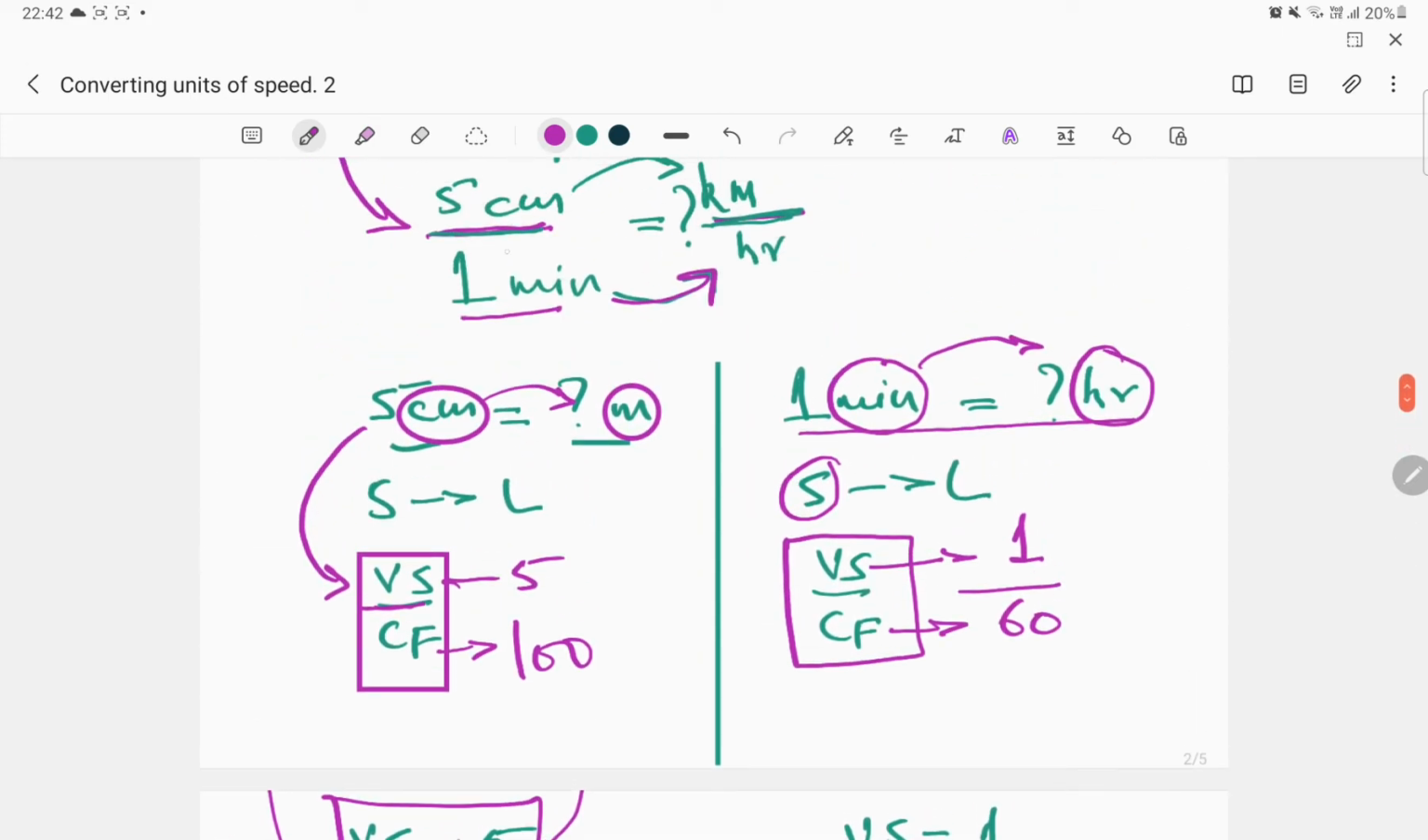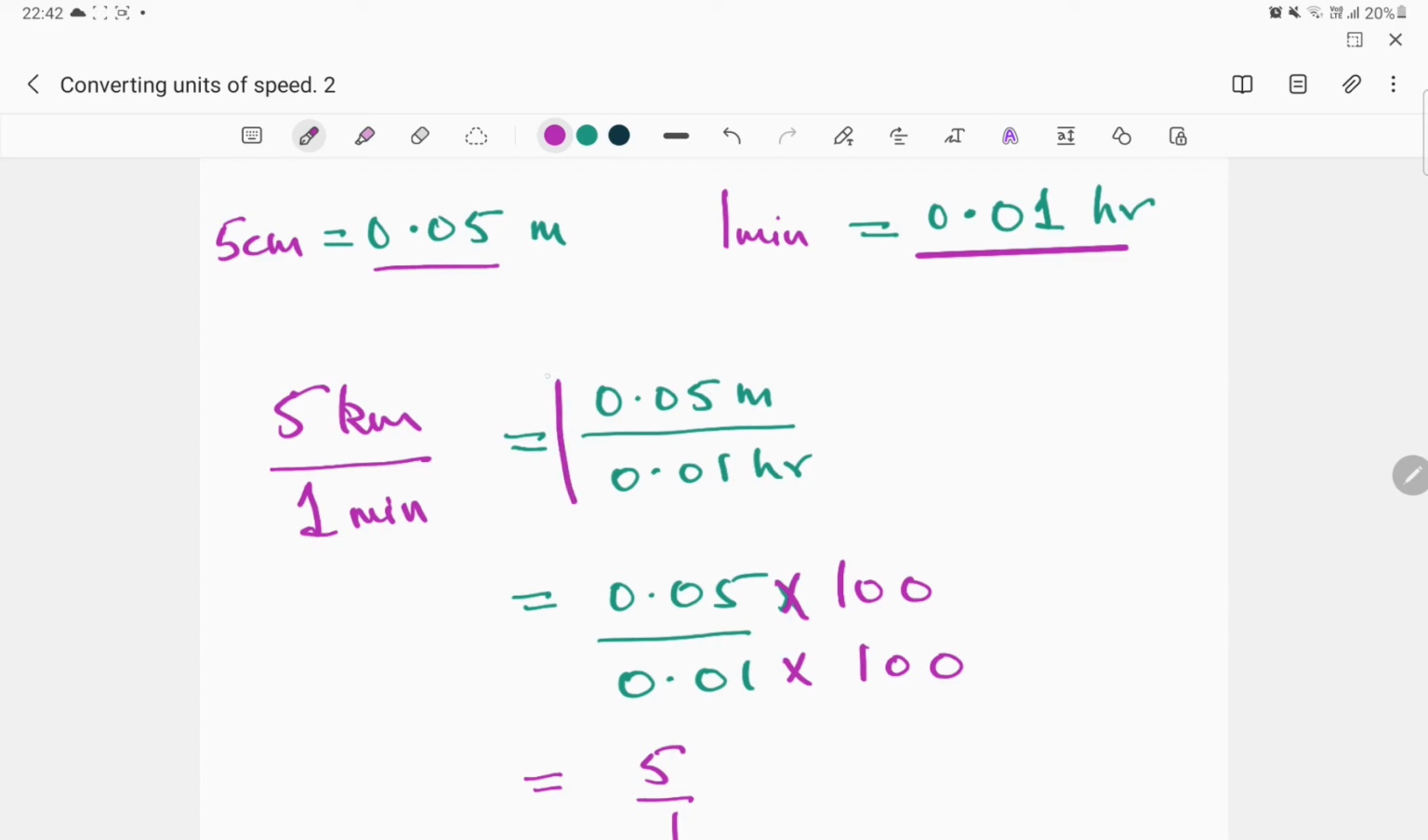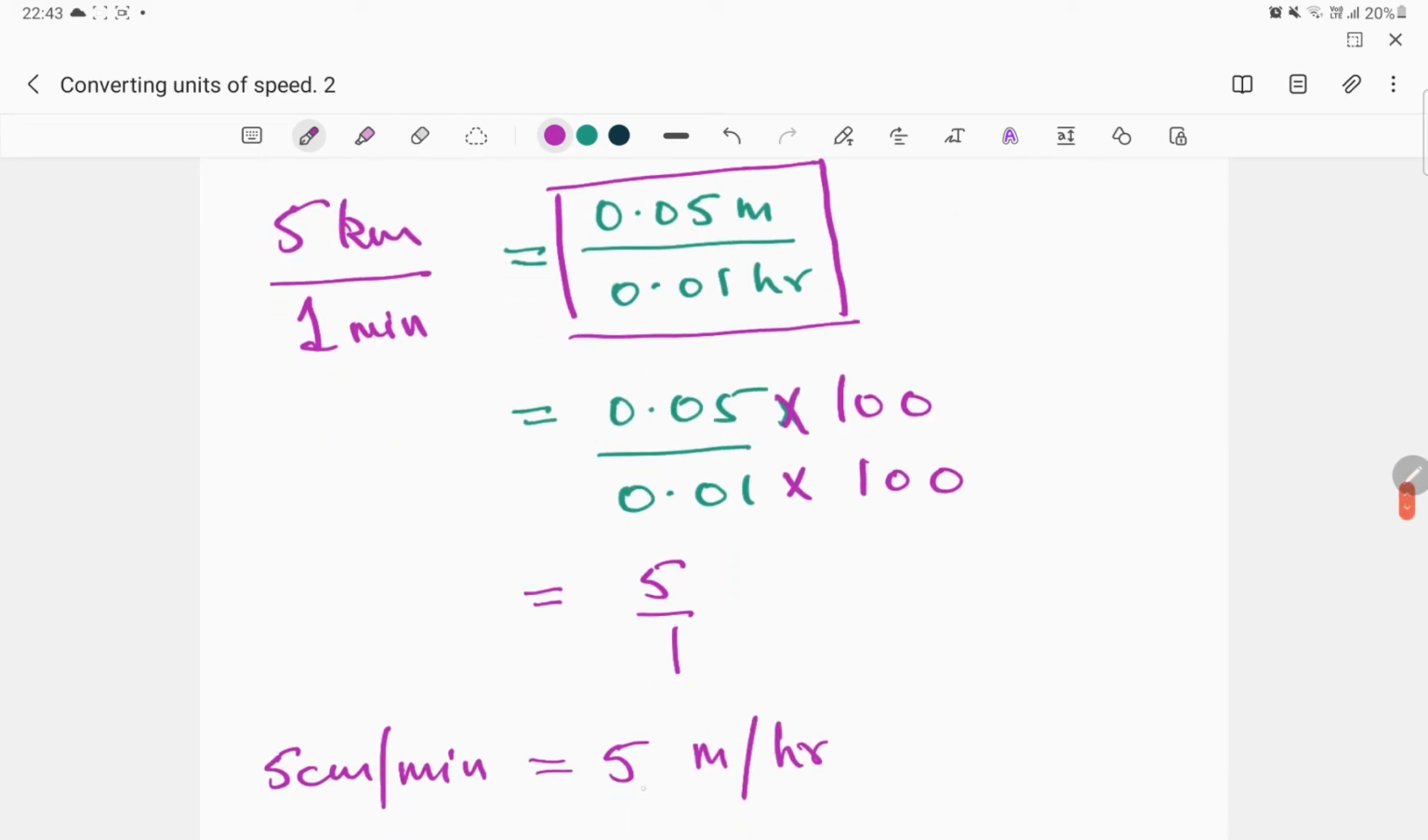So, 5 centimeters per minute. Let's write it down here. I'm writing 1 minute here. So 5 centimeters in 1 minute can also be written as 0.05 meters over 0.01 hours. Now if you divide 0.05 by 0.01, you get the answer as 5 meters per hour.